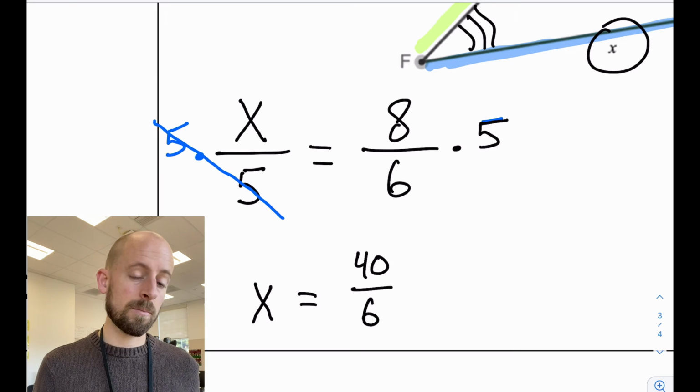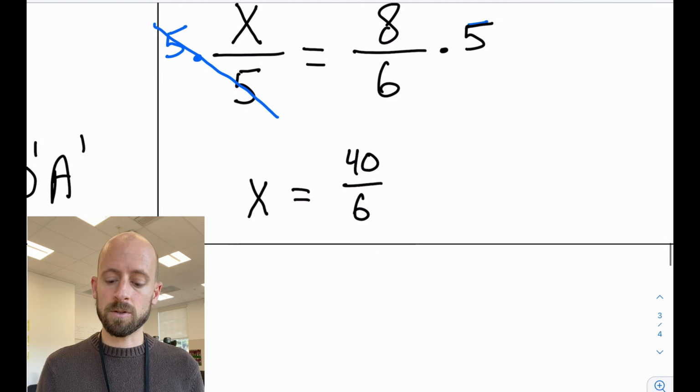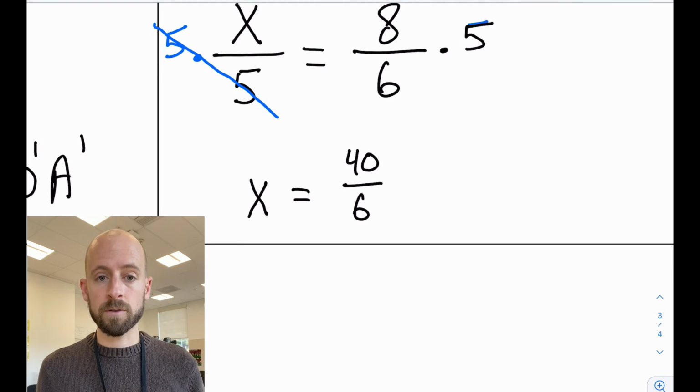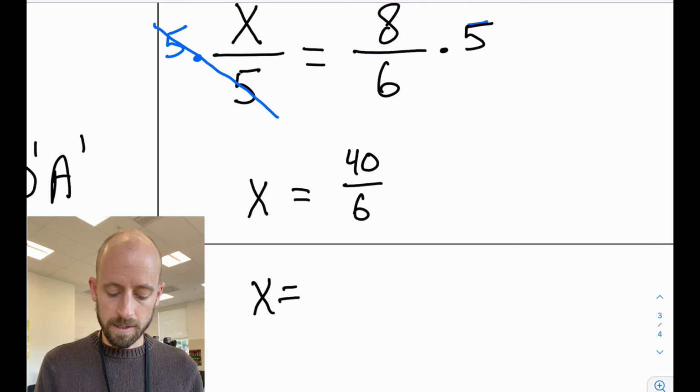A lot of students accidentally make the mistake and they multiply 5 times both the numerator and denominator. Just multiply times the numerator. We end up with 40 over 6. That's going to be a gross answer. If you type it into your calculator, you'll get some decimal. So let's just work on simplifying it.